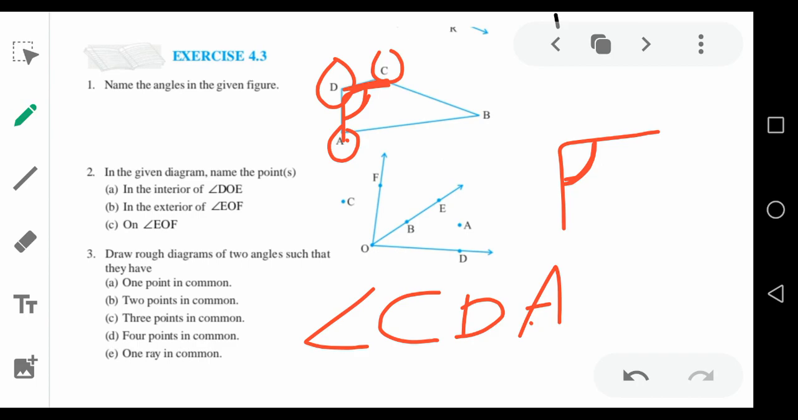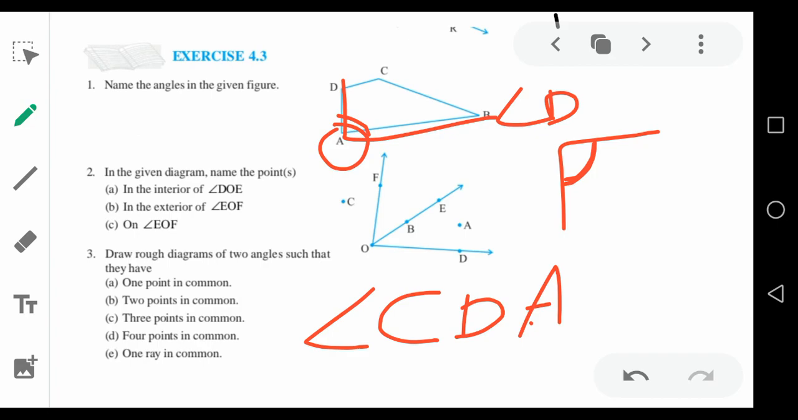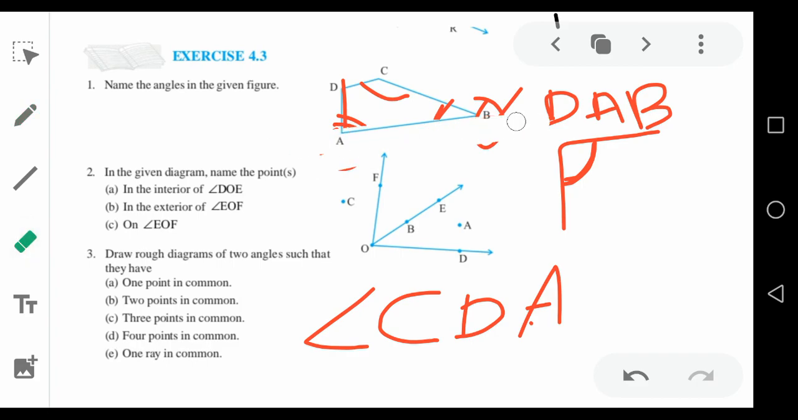Now what is the next one? Which is the next angle here? This is the next angle. So how will you name that? Just draw it like that, then you will understand. Angle D, where is the angle formed? Where is the vertex? A. So DA, where is the next point? DAB. So next will be this angle and next will be this angle. So here we'll have 4 angles in this figure. Okay, now coming to the next one.